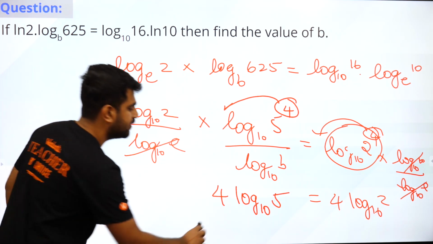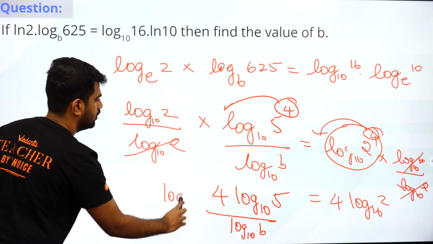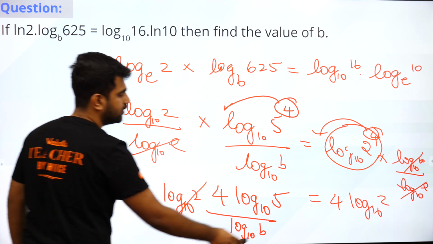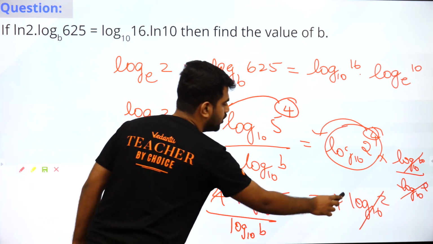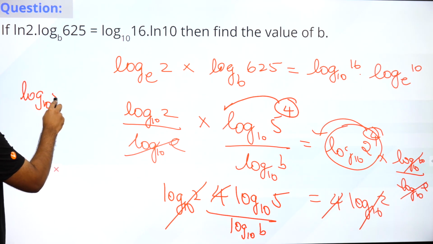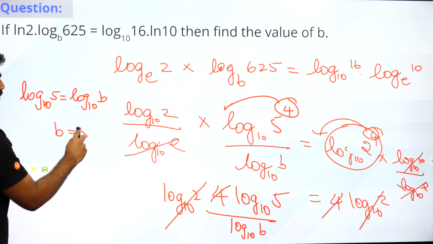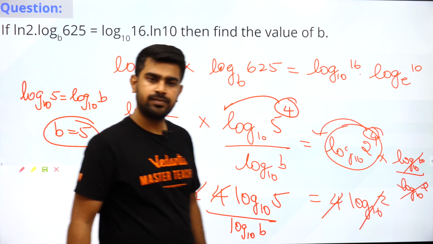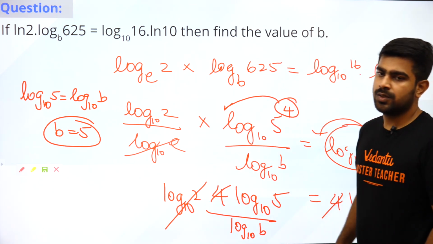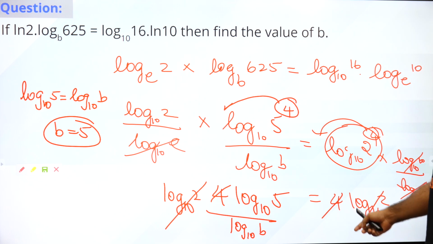Okay, and then we have divided by log 10b and we have log 2 base 10. So log 2 cancels, 4 and 4 cancel. So what do we have? We have log 10 5 is equal to log 10b. So which implies b equals 5. Okay, so please go through it. All those who are new to log, you can take some time, guys. I will probably give you some time to take a screenshot.